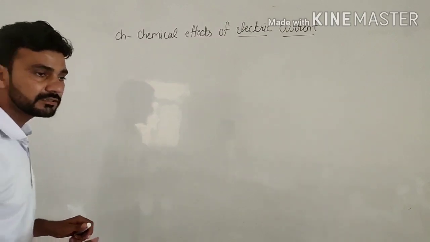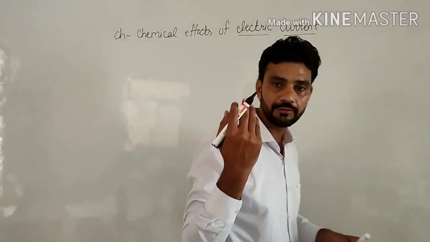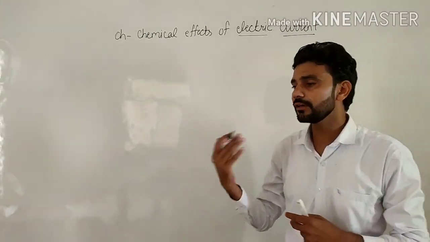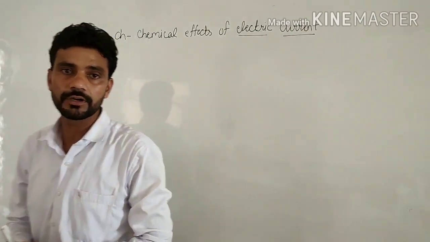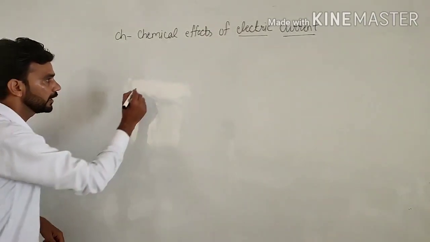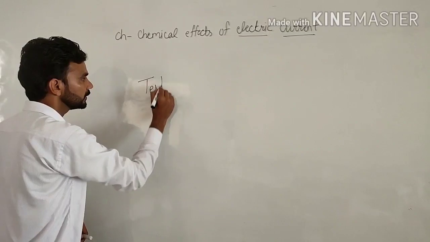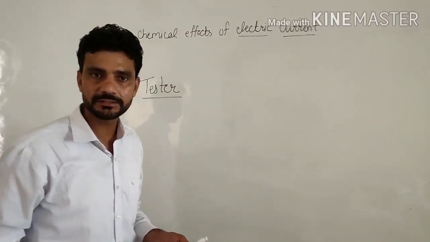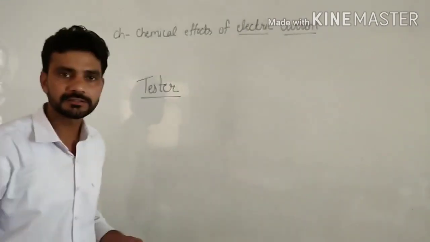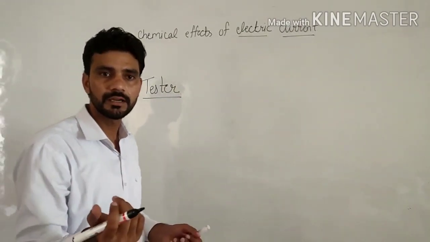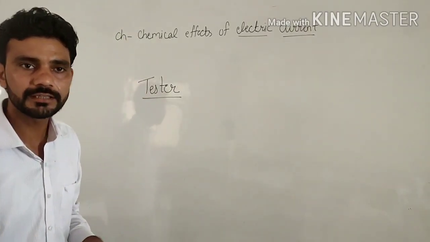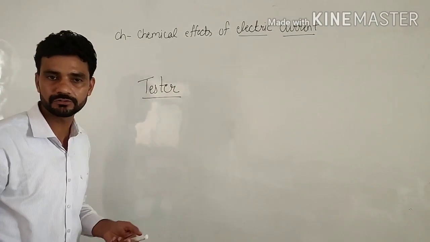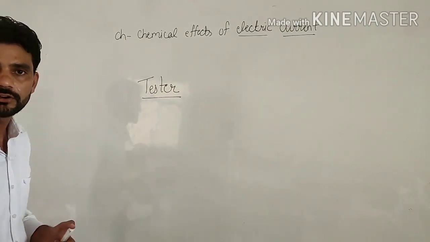The next thing is, if a current is flowing through a wire, how can you know that current is flowing through this wire or not? So for that we have a device which is known as tester. Simply in our homes we are using tester. When we put the tester in the switchboards, if it lights, it means current is flowing. If it does not light, it means current is not flowing.